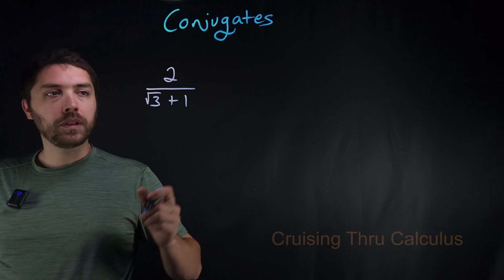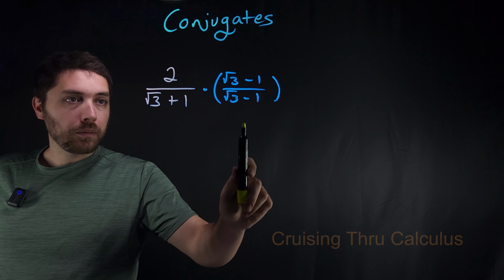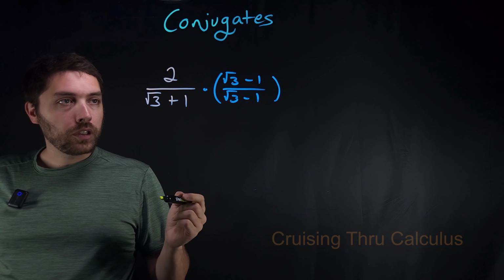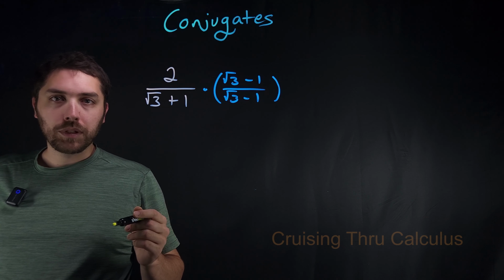Now, before I continue, I want to say something about the conjugate. When you multiply by the conjugate, notice that the first piece and the last piece are the same. The only thing that's changed is this middle sign here, and that's it. From this point onwards, you could distribute, multiply, and simplify.